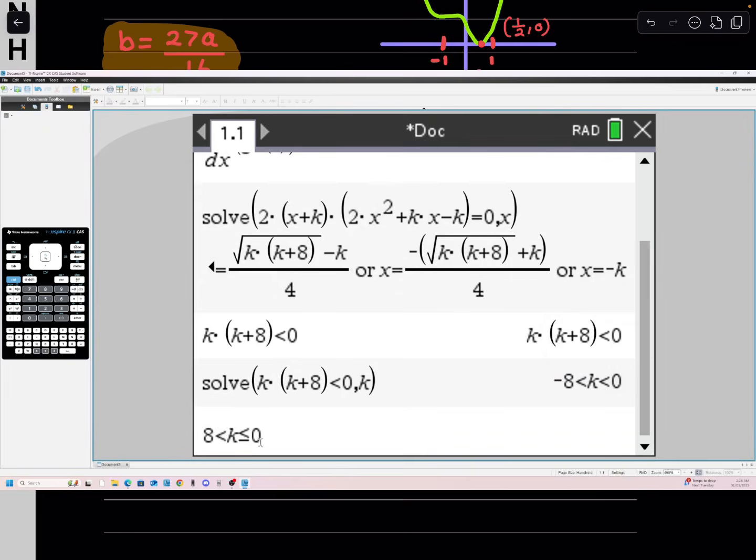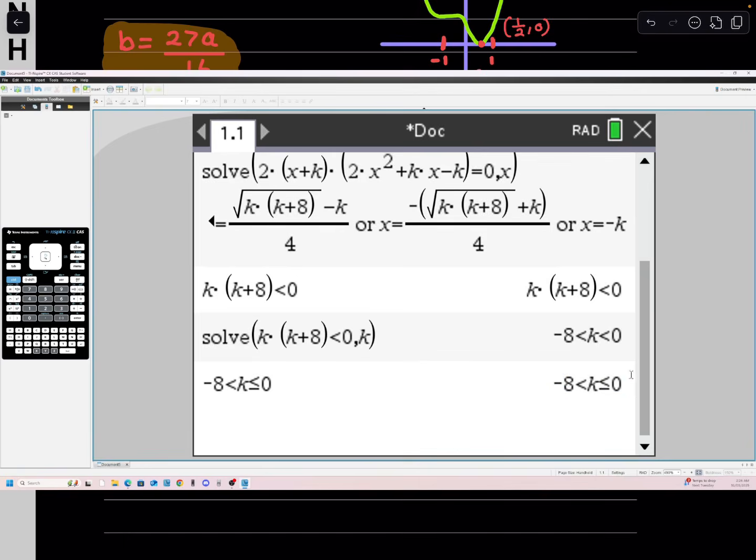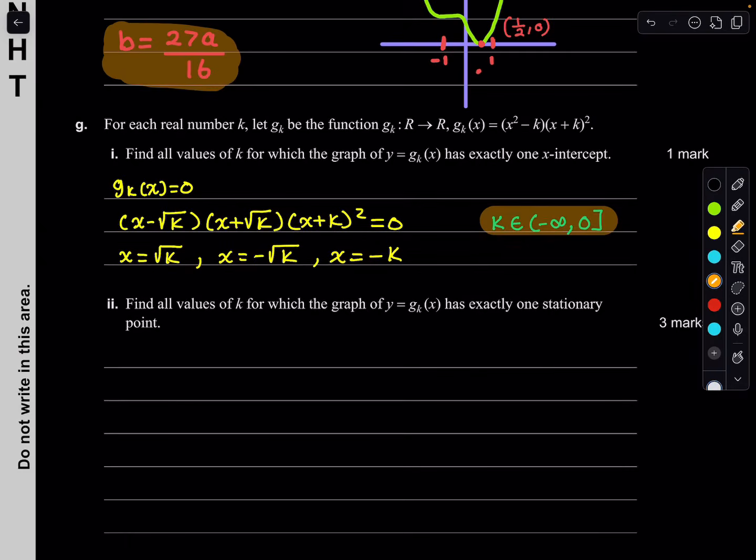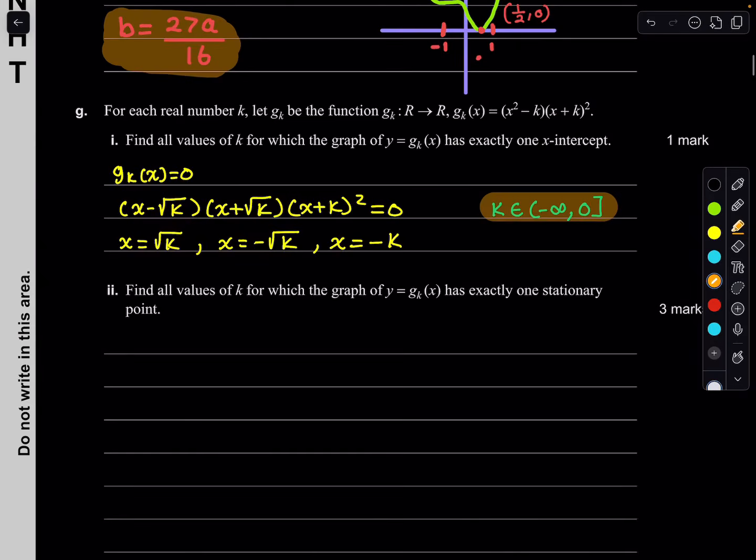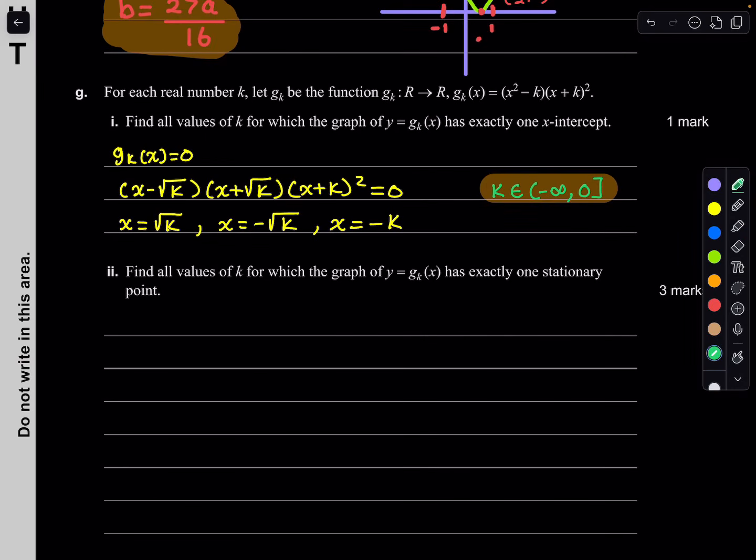Okay, so 0 is included, but -8 is not included. Why is it? Yeah, that's -8. Beautiful. Let's write what we are going to write. So let's go back on our paper. That was a little bit of talking, but that's how you do this one.